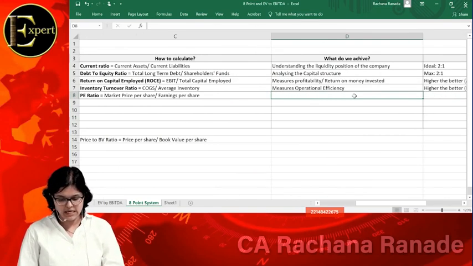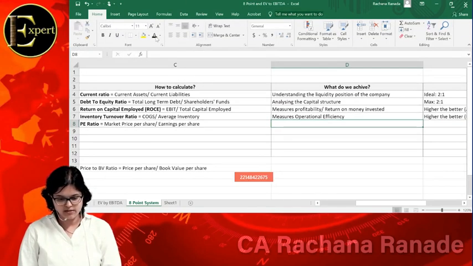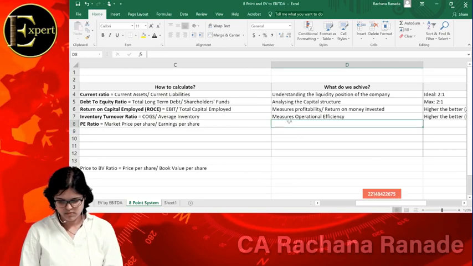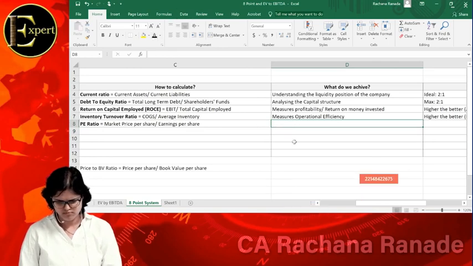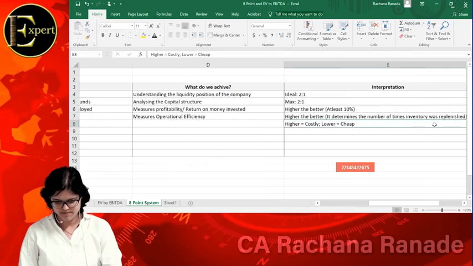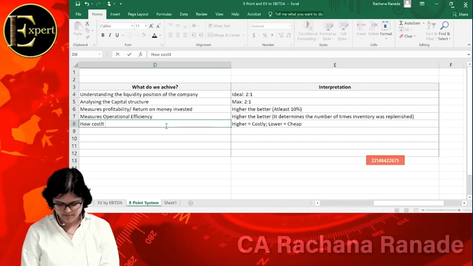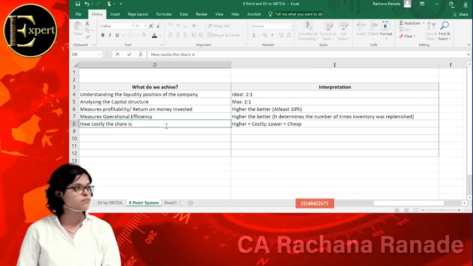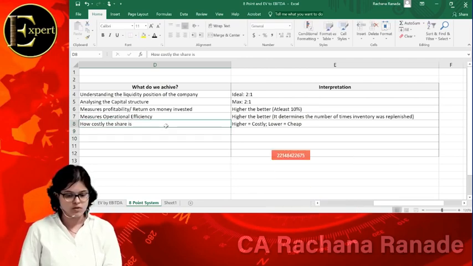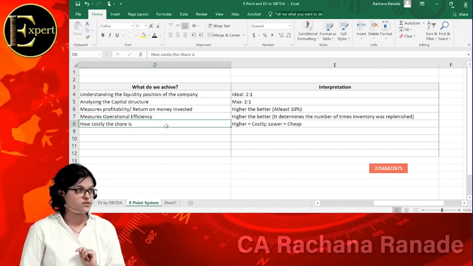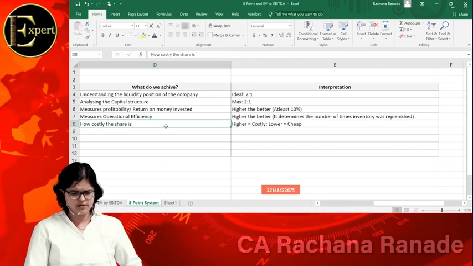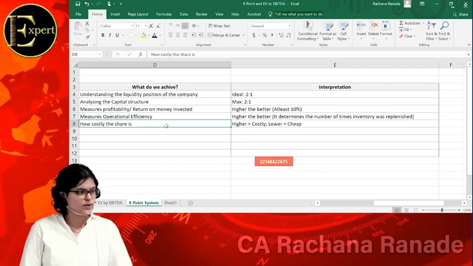Okay, what do we understand in PE? How costly, correct. So, in the what do we understand part, how costly is the share? Here you can just write down how costly the share is. We'll write that in interpretation. How costly the share is is what we understand.